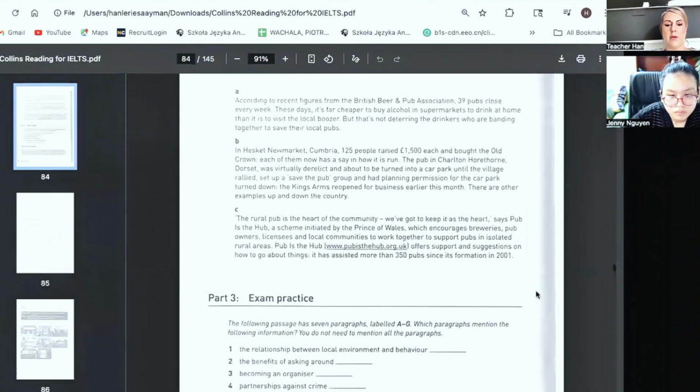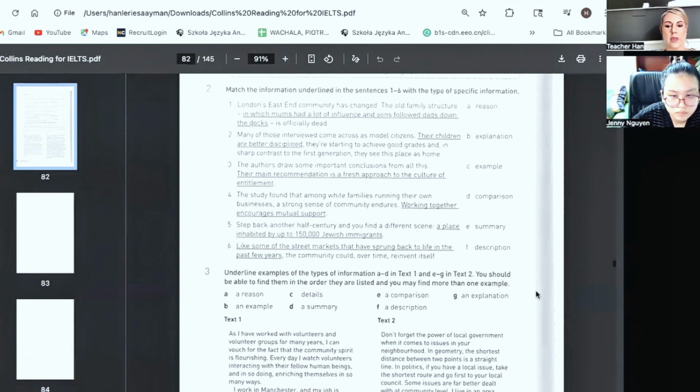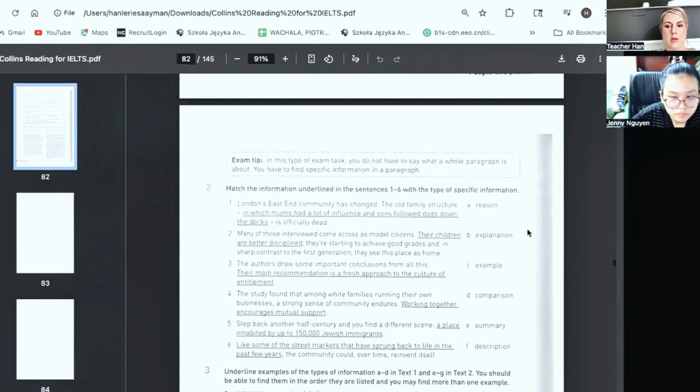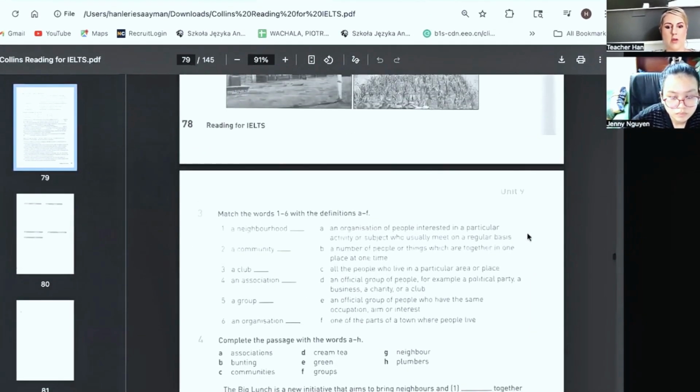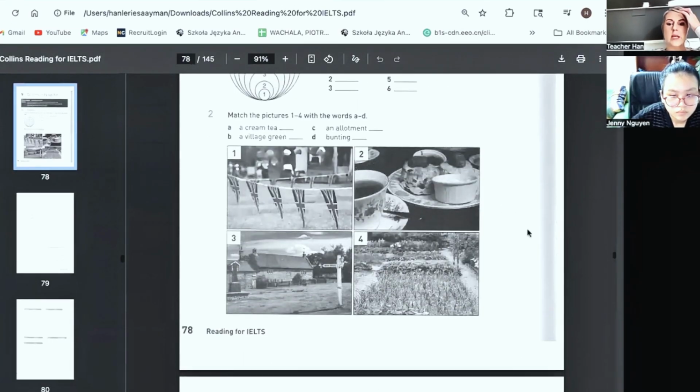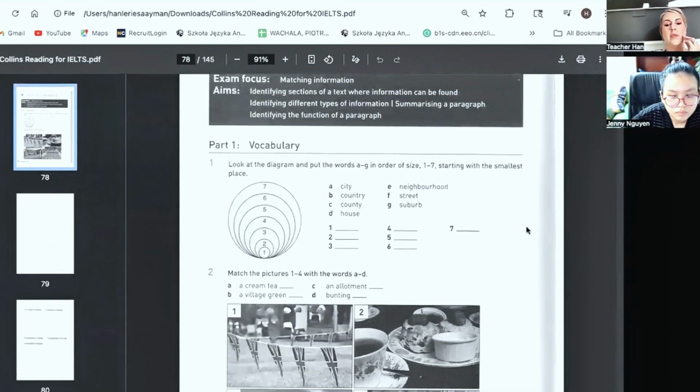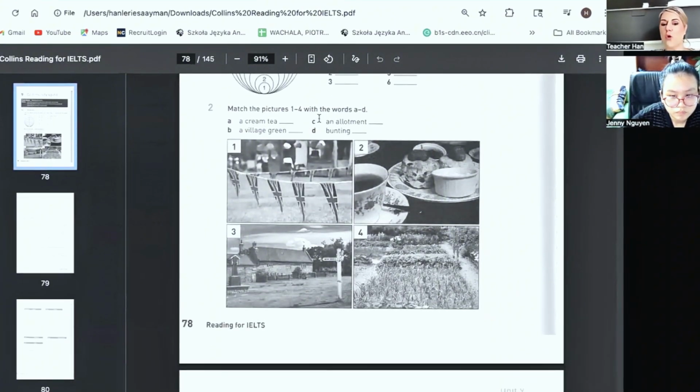So also with some vocabulary, what we have done last time. Okay, so once again, can you match the pictures number 1 to 4 with the words A to D? Number 1 is a village. Wait, a village green. No, 1 is bunting. Bunting. Okay. 2 is a cream tea, and 3 is an allotment.